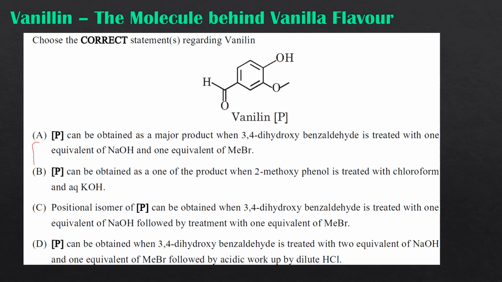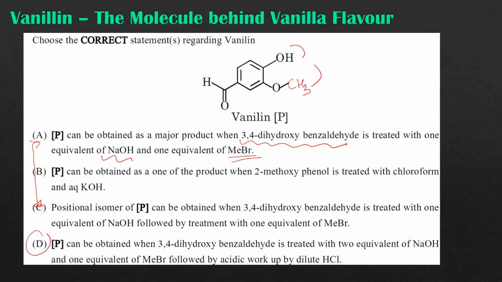In option number 1 and option number 3, that is A and C, they are asking about if we have taken 1,3-dihydroxybenzaldehyde. That means if this methyl group is not methyl, if this is hydrogen. And then this is being treated with 1 equivalent of sodium hydroxide followed by reaction with methyl bromide. What is going to happen? We'll be seeing when 1 equivalent of sodium hydroxide is reacted, which of these two OH groups would be deprotonated if we are starting from dihydroxybenzaldehyde.